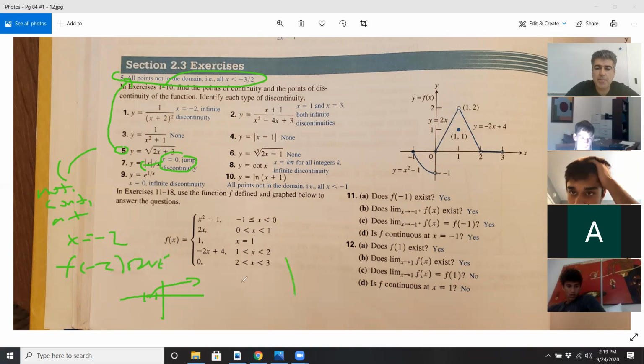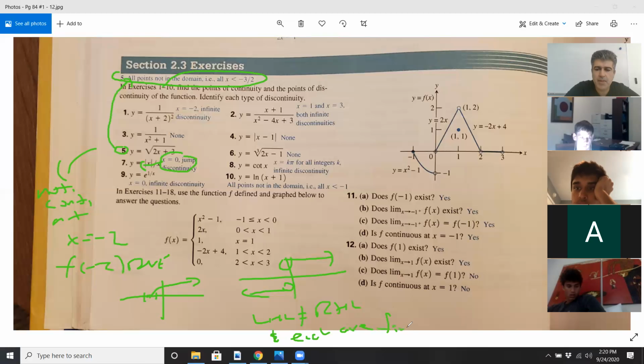For number 7, it's jump because your left-hand limit does not equal your right-hand limit, but they're each finite numbers. I believe the left-hand limit is -1 for number 7, and the right-hand limit is positive. And each are finite numbers. Then you would say a jump discontinuity. Whereas if they were going towards positive or negative infinity for left or right-hand limits, you would say it's an infinite discontinuity, like number 1 or number 9.